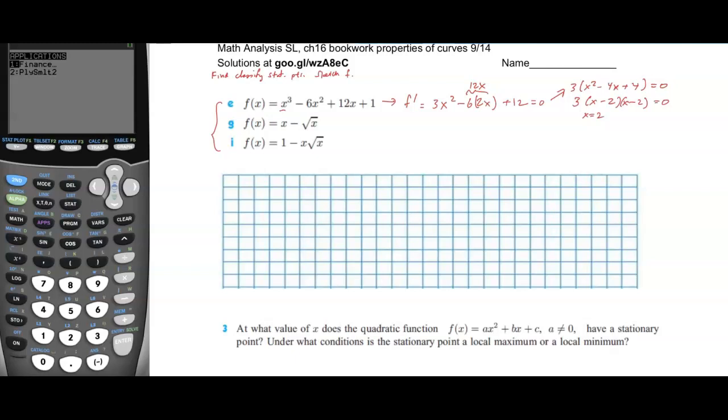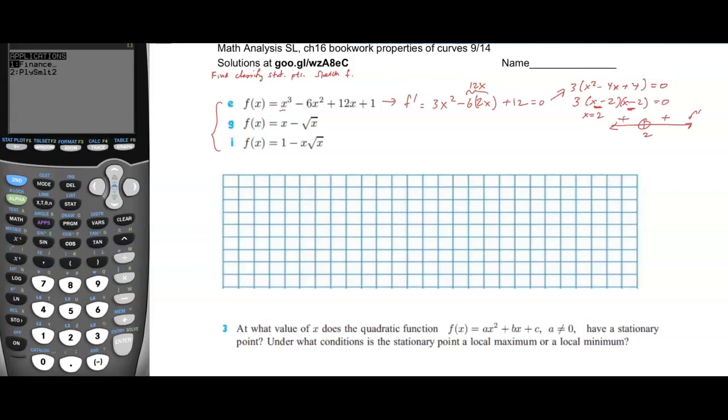Let's classify the stationary point. So if we draw a sign diagram for the derivative function, that is 0 at x equals 2, what is the sign of the derivative for a big positive number? Positive times positive, it will be positive. What is the derivative sign for a big negative number? Negative times negative is positive.